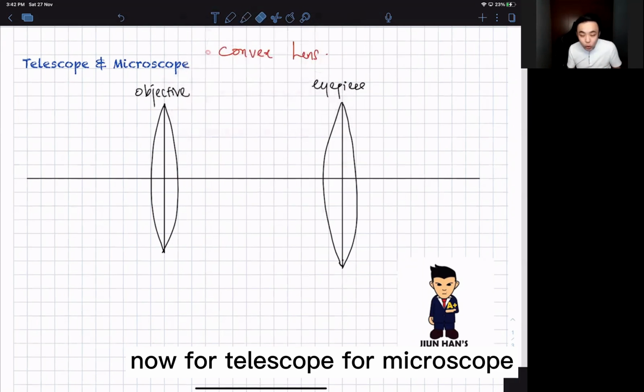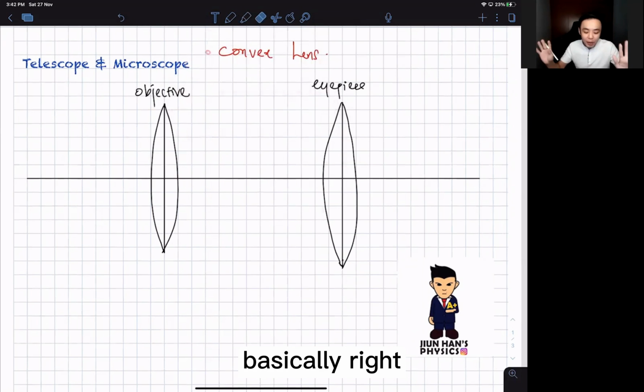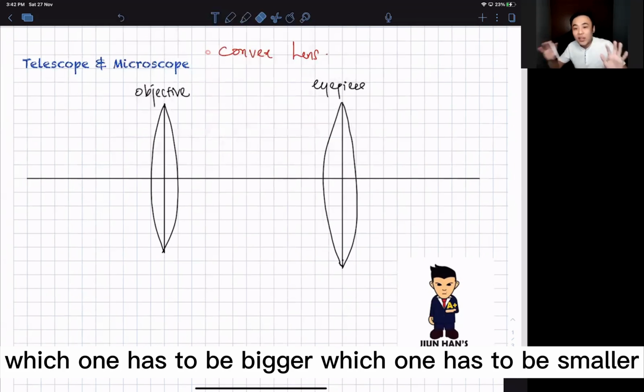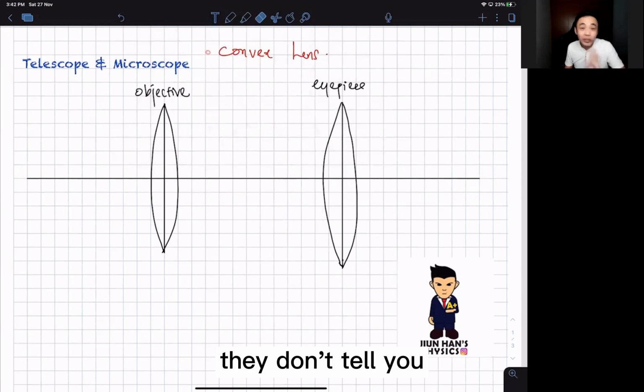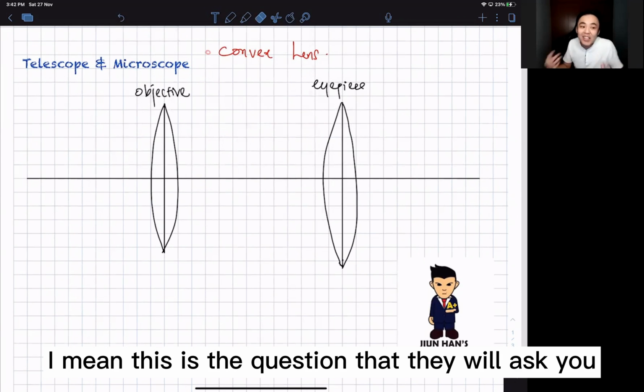For telescope and microscope, the thing you need to know is, number one, the lens power. Which one has to be bigger? Which one has to be smaller? They don't tell you. This is the question that they will ask you.